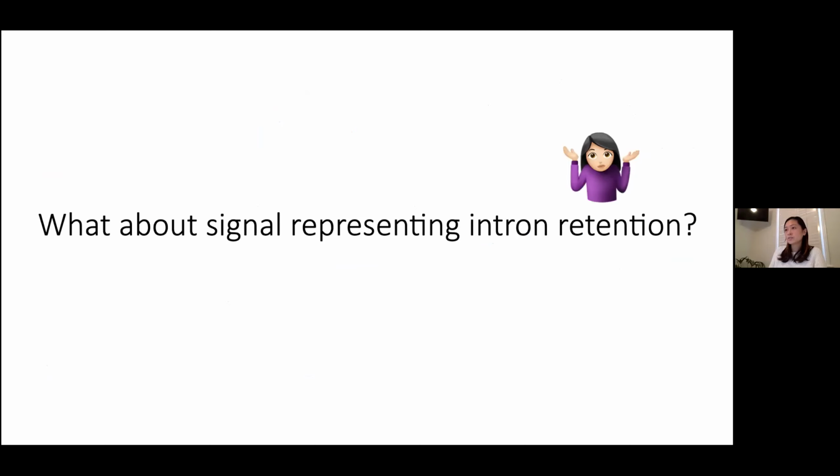So just very quickly in the last maybe 2 minutes, I also wanted to talk about, well, what about intron retention? Intron retention was also one of the things that was mentioned as something that you can look at using intron counts, and I think this makes sense.